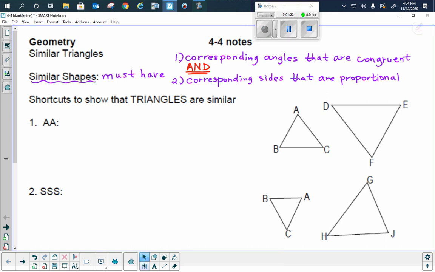All right, so for this section, we have 3 shortcuts to show that triangles are similar. Our focus for the next couple of chapters is going to be on triangles. So the first one, AA, which stands for angles. For AA, we're going to say 2 angles are congruent.